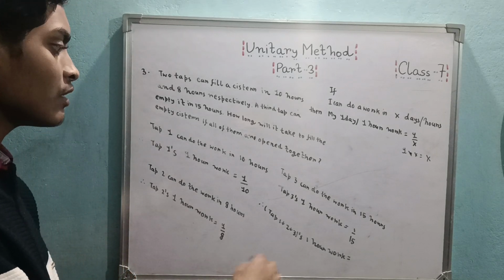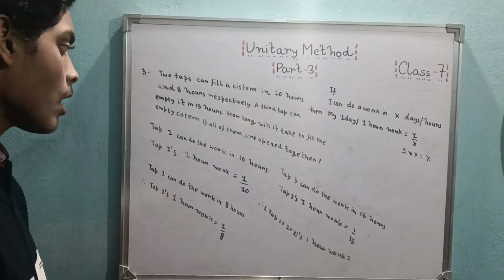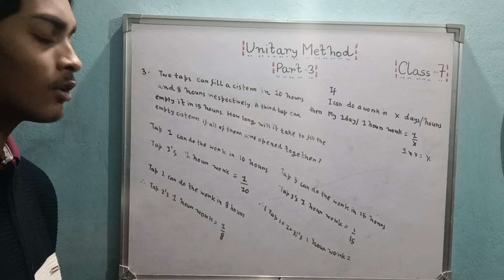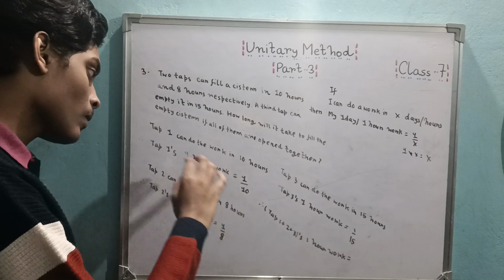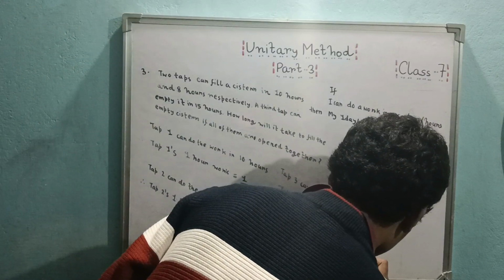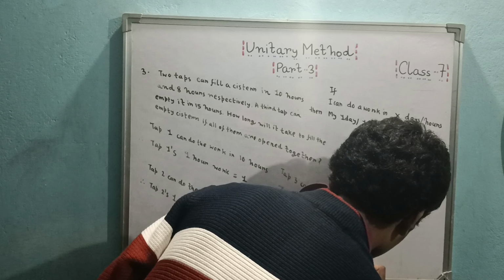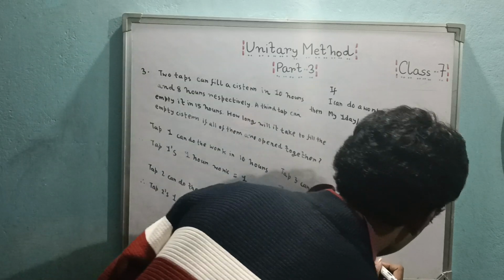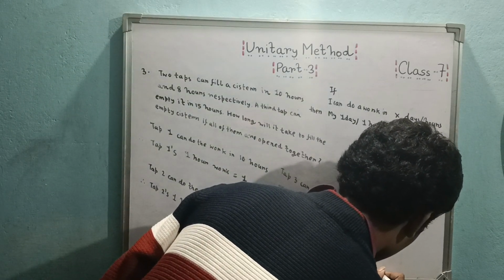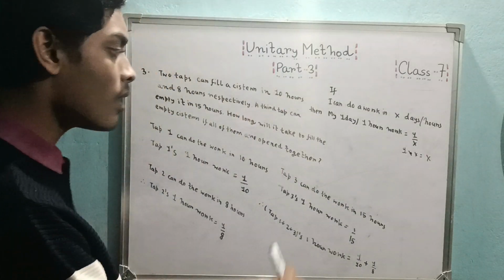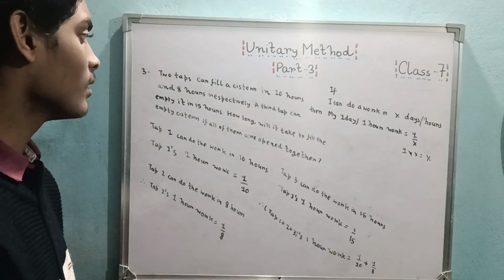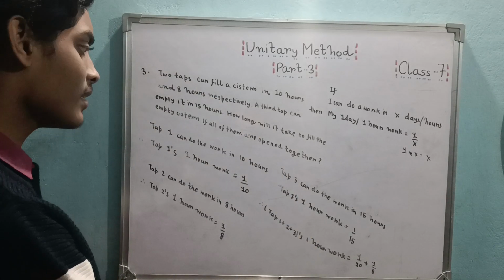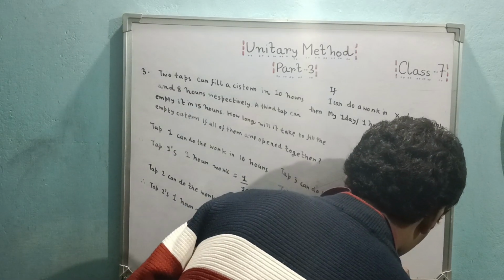So tap 1 plus 2 plus 3 is 1 hour work is what? Tap 1's 1 hour work, tap 2's 1 hour work, and tap 3's 1 hour work together. So tap 1's 1 hour work is positive. Similarly, tap 2's 1 hour work is also positive. But tap 3's 1 hour work is negative. He is decreasing the quantity of the system, emptying it. Decrease means negative, so it will be minus 1/15.